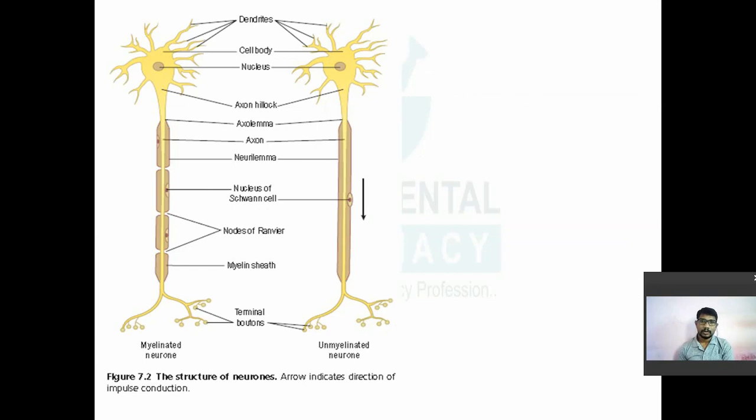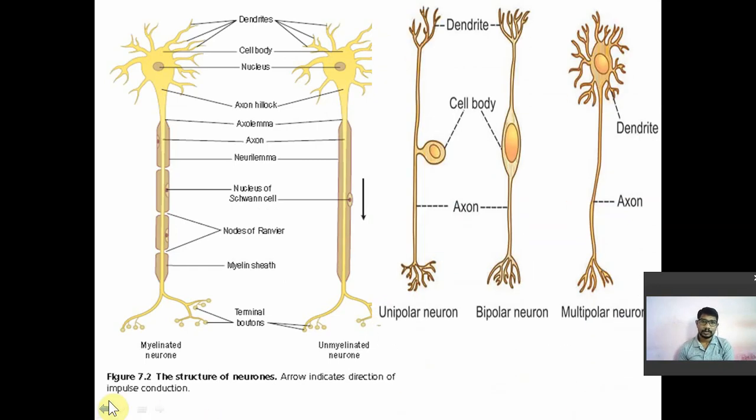Now you can see over here the structure of a neuron. Neurons are divided into three parts. The first one is your cell body, then dendrites and axon.